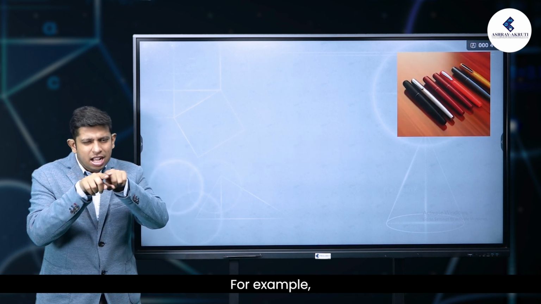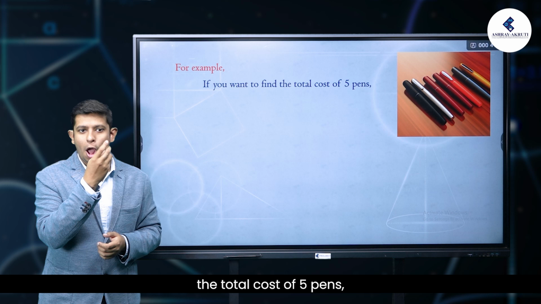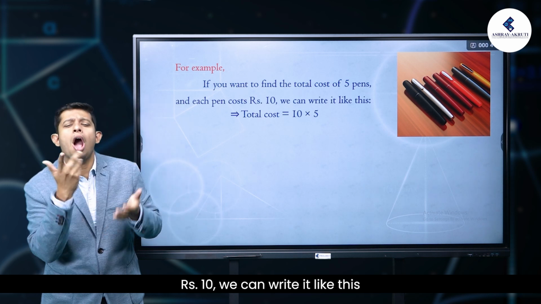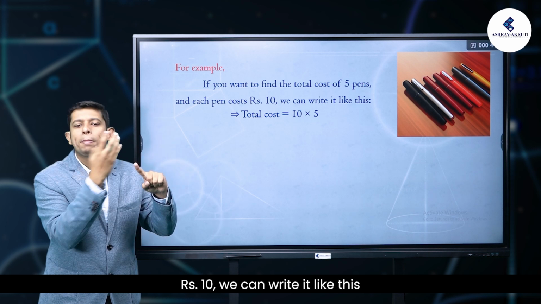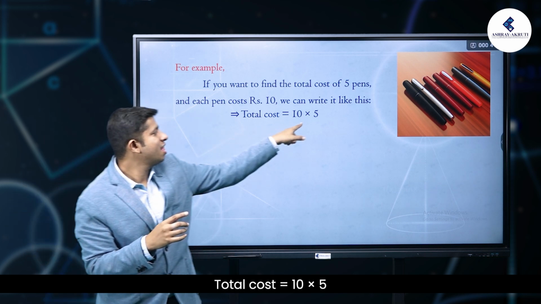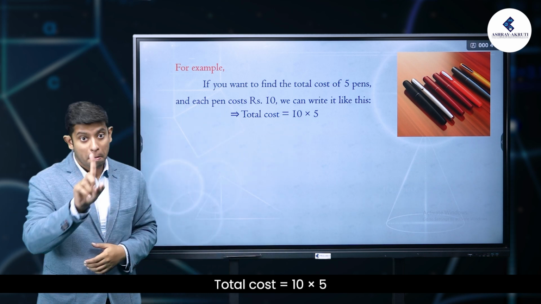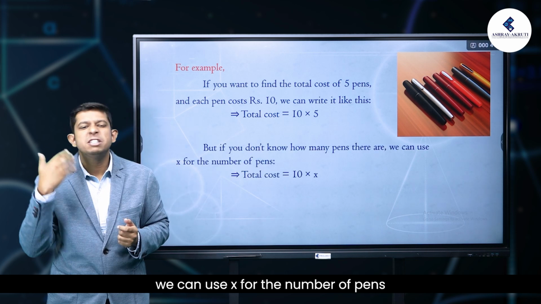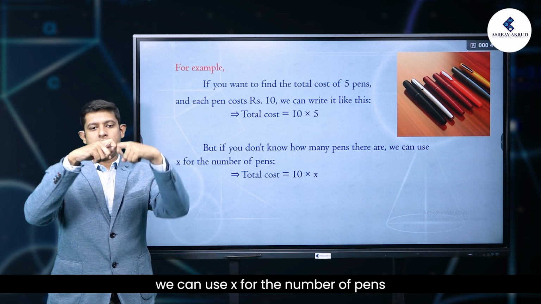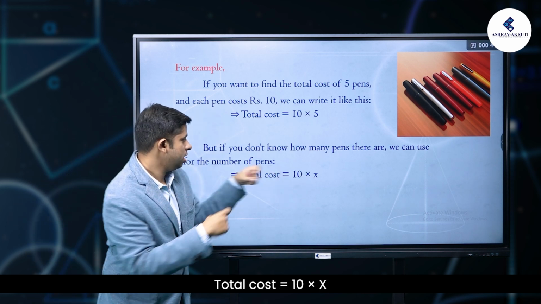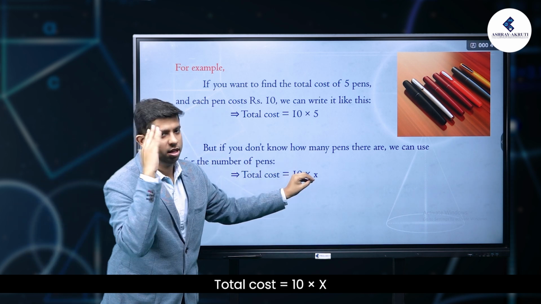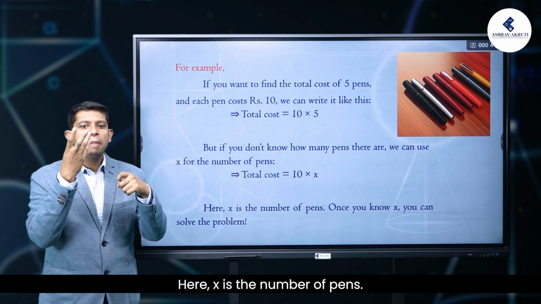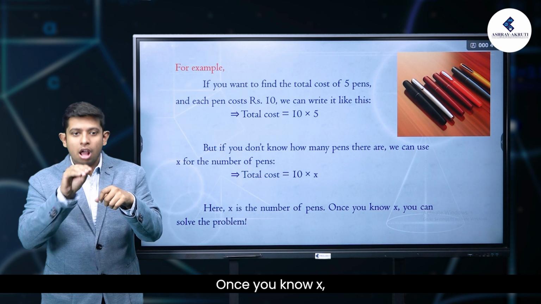For example, if you want to find the total cost of 5 pens and each pen costs rupees 10, we can write it like this. Total cost is equal to 10 into 5. But if you don't know how many pens there are, we can use X for the number of pens. Total cost is equal to 10 into X. Here, X is the number of pens. Once you know X, you can solve the problem.